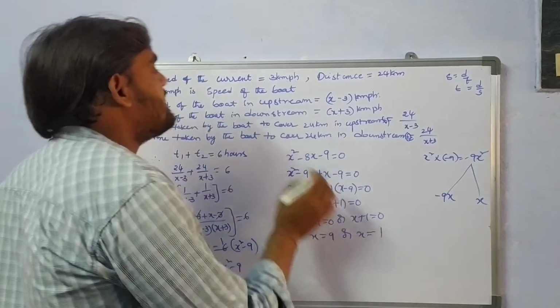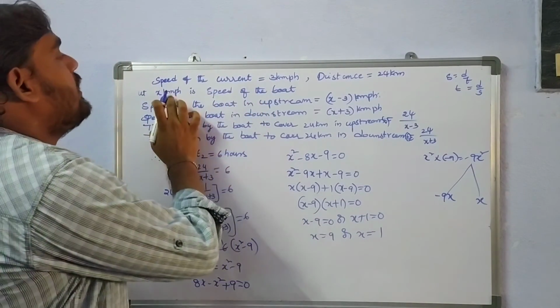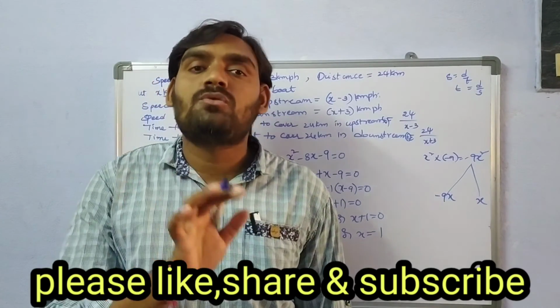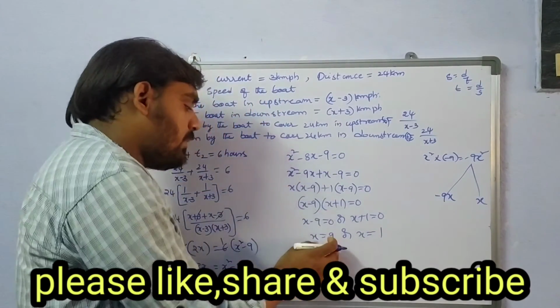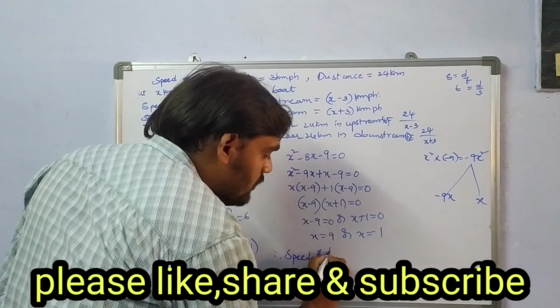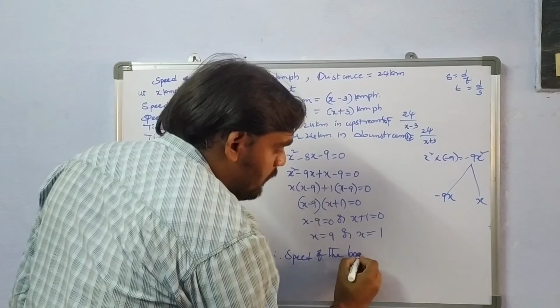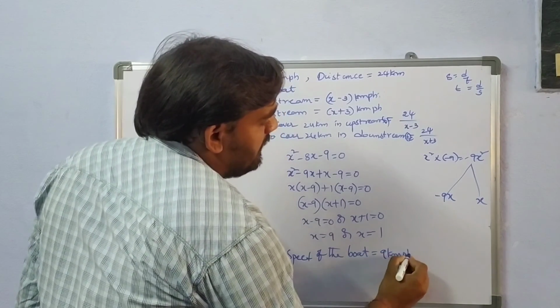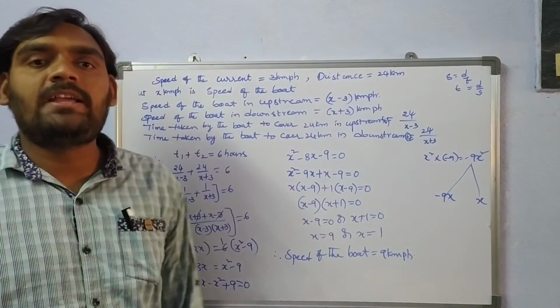Here x is nothing but the speed of the boat. So x is equal to minus 1 we got, but negative numbers we should not take. We need to take positive numbers only. Therefore, the speed of the boat is equal to 9 km per hour. Okay, thank you.